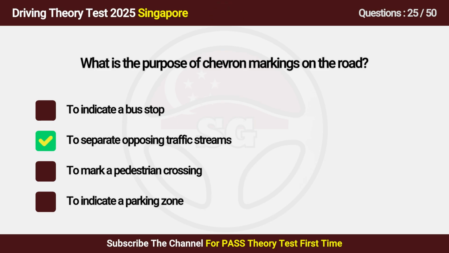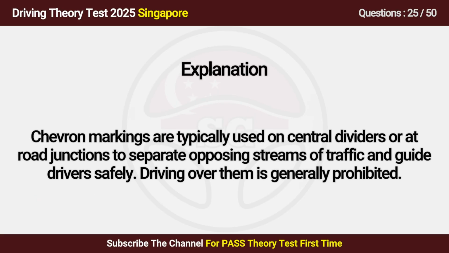Answer is B. To separate opposing traffic streams. Chevron markings are typically used on central dividers or at road junctions to separate opposing streams of traffic and guide drivers safely. Driving over them is generally prohibited.